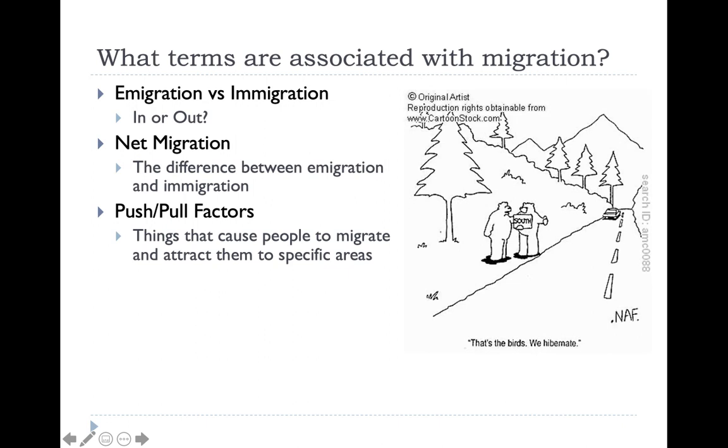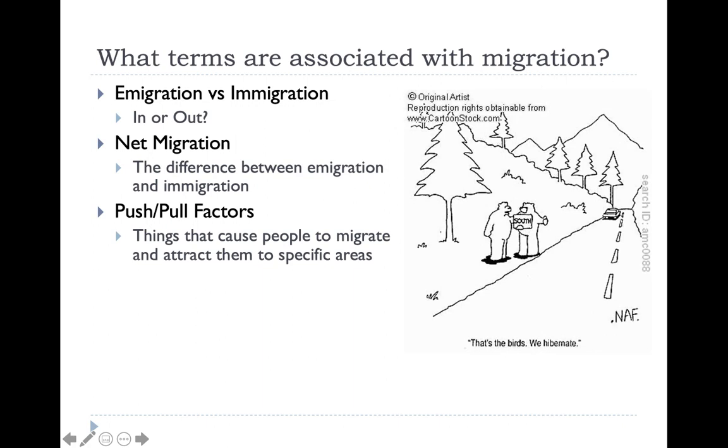I can always remember the difference between emigration versus immigration because emigration and exit both start with the letter E. They're both leaving or exiting a country. Immigration and in both start with the letter I. This is when people are coming into another country.